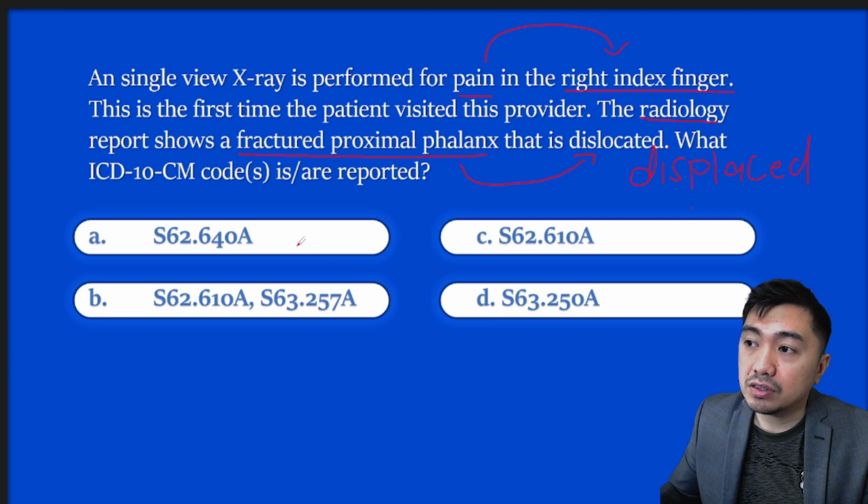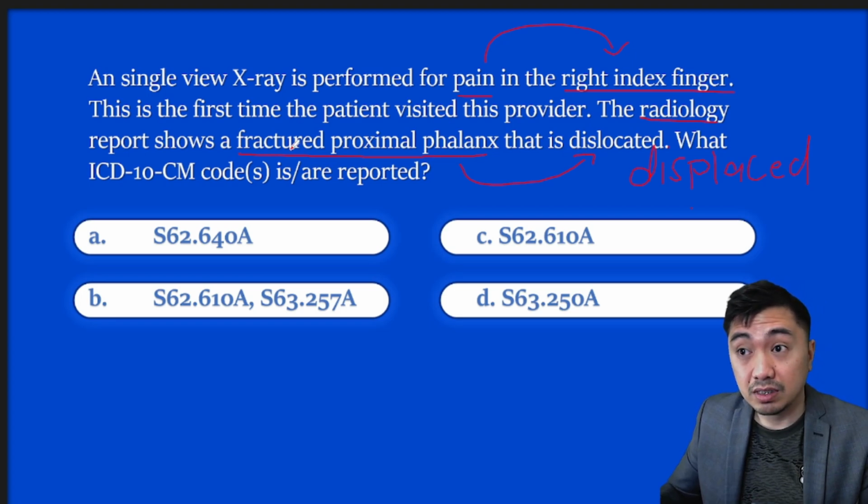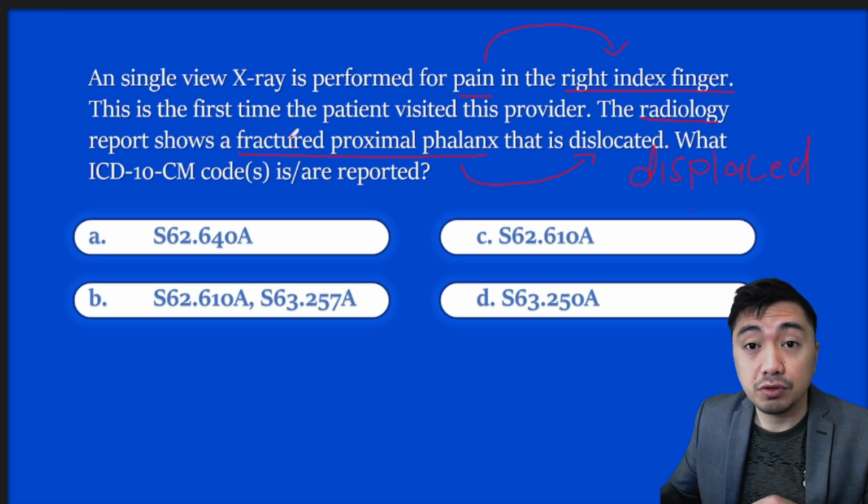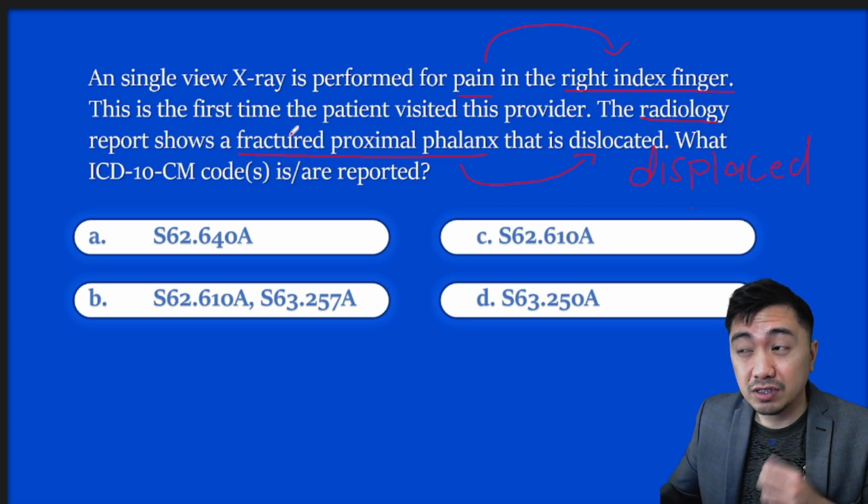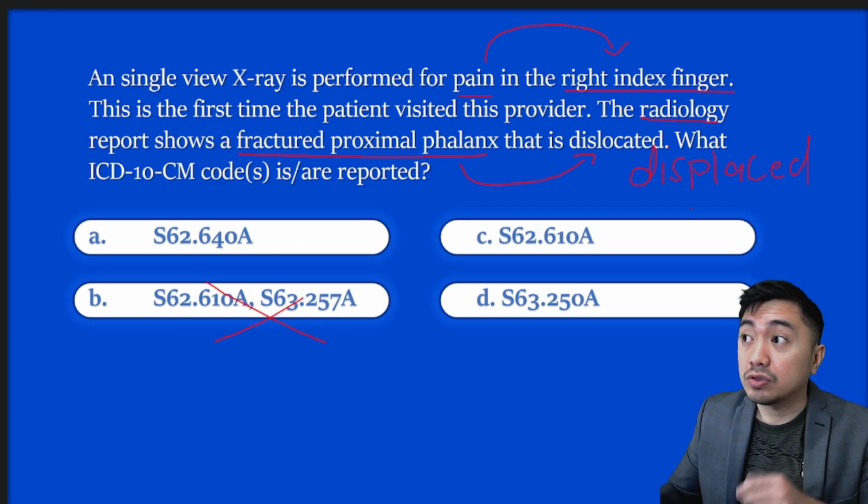Okay. Now let's go and check your choices here. It looks like letter B is out because if you have dislocation and fracture of the same site in the same scenario, you just have to code your fracture, which is a more severe case than your dislocation. So eliminate letter B here. Let's go to letter A.